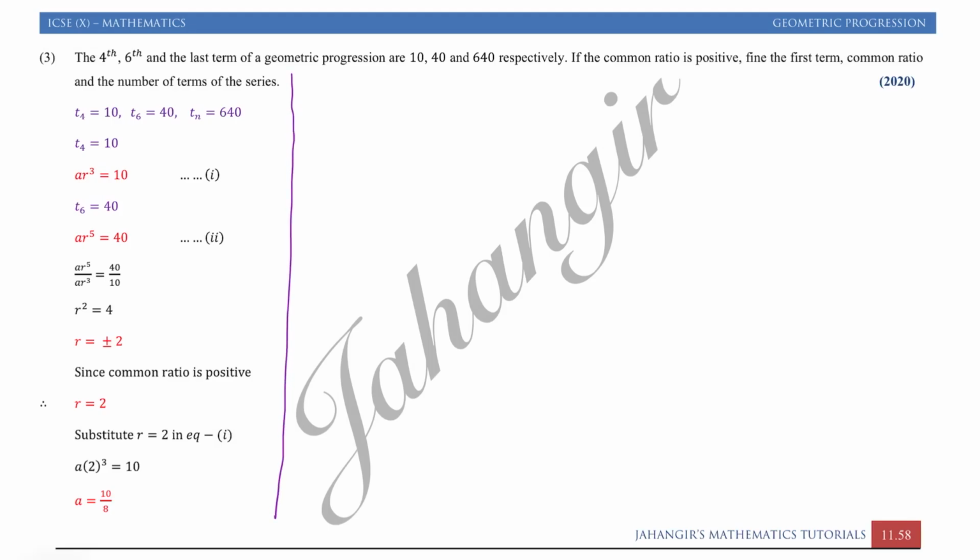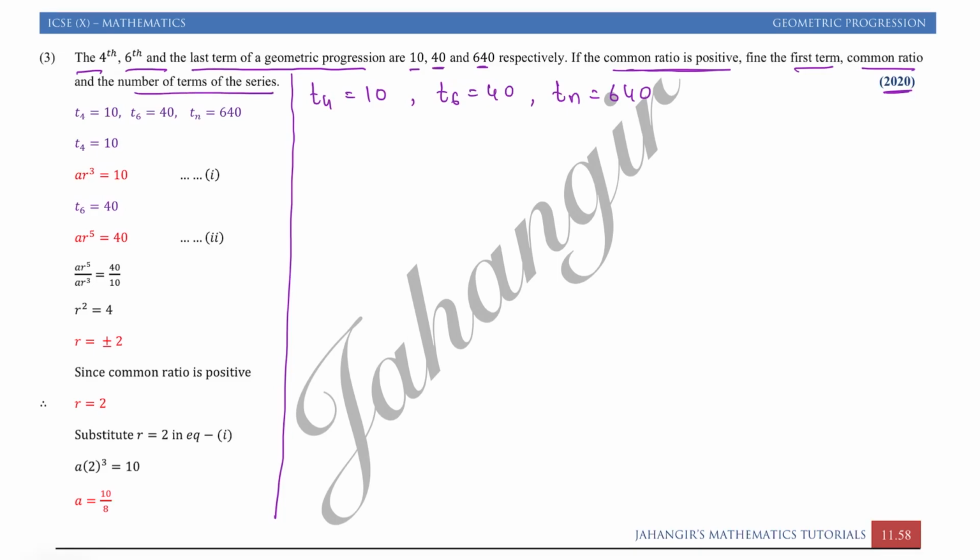Question number 3. If the fourth term, sixth term and the last term of the geometric progression are 10, 40 and 640. Let us write the information. If fourth term T4 is equal to 10, T6 is equal to 40 and last term, that is Tn, is equal to 640. If the common ratio is positive, find the first term, common ratio and the number of terms of the series.